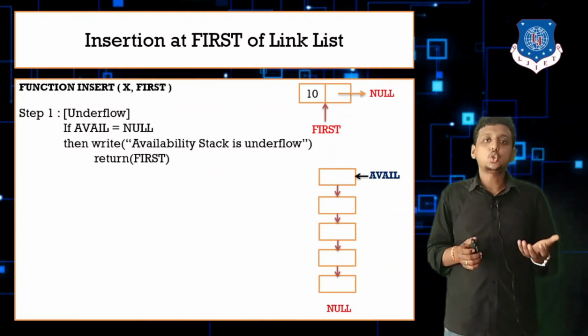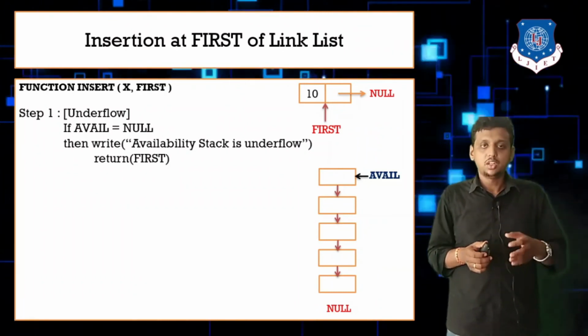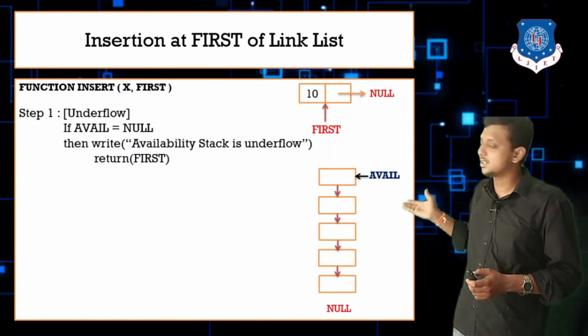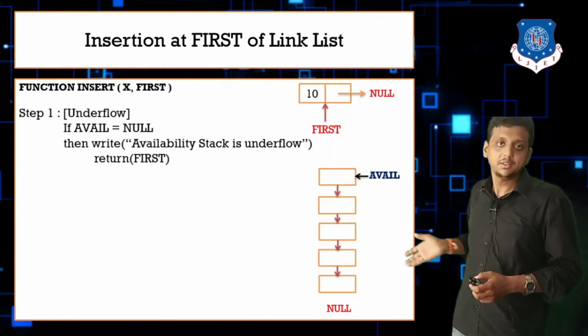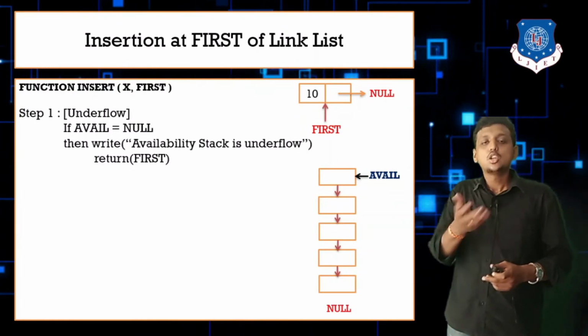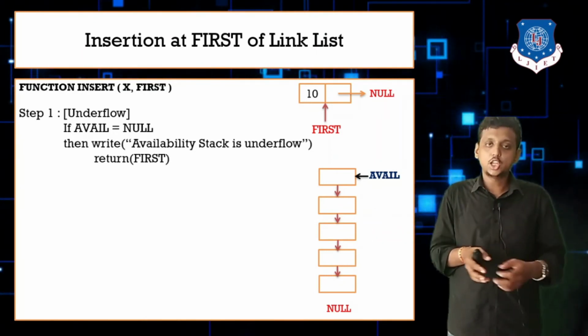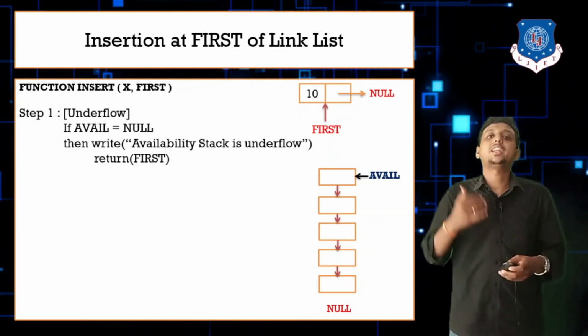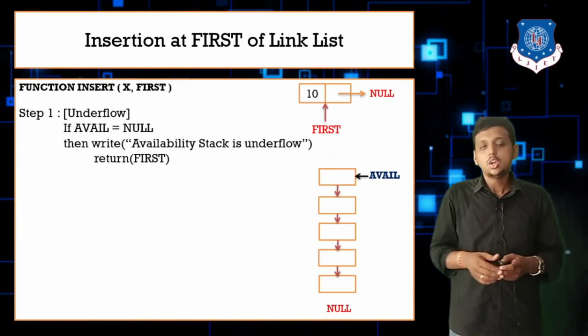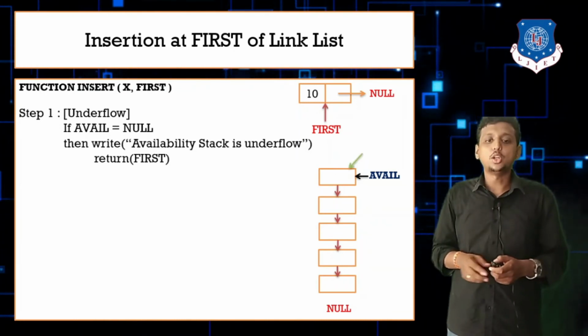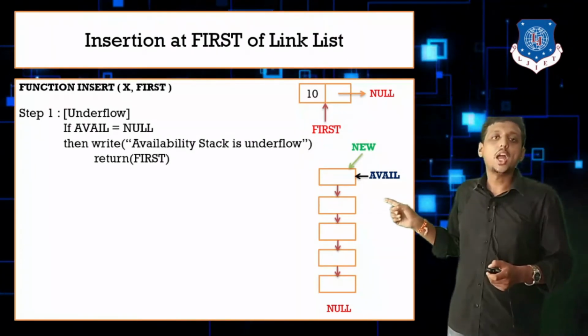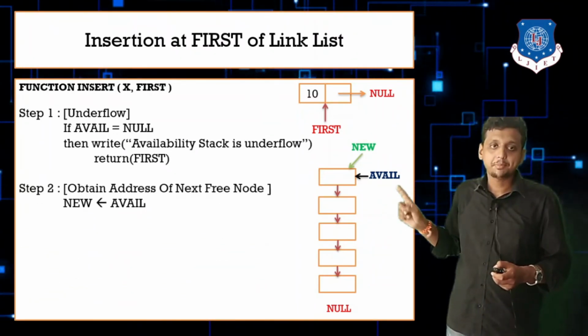Now, what is our concept, students? We need to insert something in the linked list. If the availability stack has enough spaces, as in this figure, we have enough spaces in the availability stack. So what I'm going to do is take the node from the availability stack. And you obviously know how you can take a node from the availability stack. First you need to assign a new pointer over there. So new arrow avail, that will be your first step.